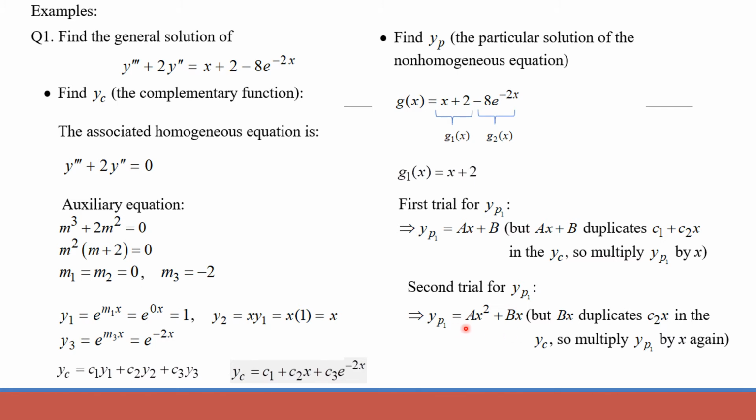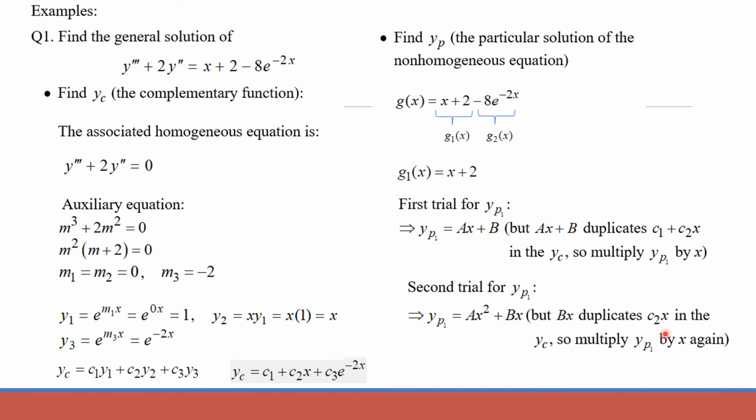Let's check again whether any of these two terms duplicate the terms in the yc. Now we have a constant times x squared. We do not have a constant times x squared in the yc, but we have this term which duplicates the term in the yc. This term bx duplicates the term c2x in the yc. So we have a constant times x in the yp, and in the yc we also have a constant times x. So they are of the same form. Even though the constant here is labeled as b, and the constant here is labeled as c2, still they are considered as having the same form.